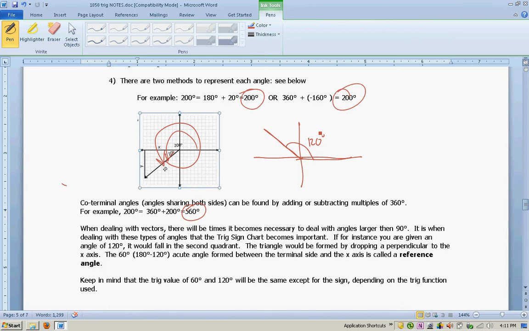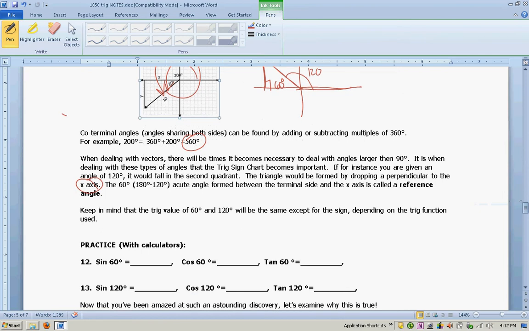The reference triangle is always formed by completing the right triangle with the x-axis. That's critically important. And so when I have a 120 degree angle and I draw the reference triangle, note that the acute angle is actually a 60 degree angle. That's called the reference angle, and that's going to be more important in just a few minutes. So keep in mind that the trig value or ratio of 60 degrees and 120 degrees is going to be the same numeric value, but the sign will be different.